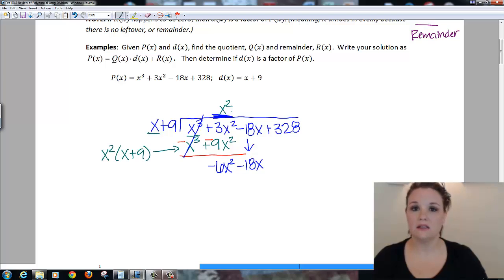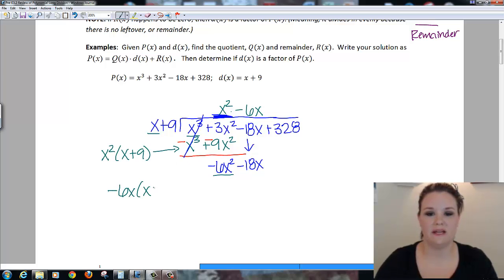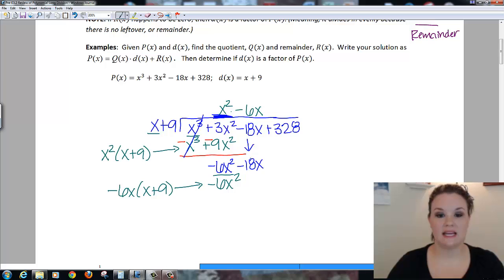I look at my leading term, which here is an x, and I look at the leading term here. What do I need to multiply x by to make it look like negative 6x squared? Well, I need a negative 6 and I need another x. So since I need to multiply my divisor by negative 6x in order to make it negative 6x squared, that's what I'm going to do. I'm going to write it over here to the side. I'm going to do negative 6x times my divisor, which is x plus 9, and I'm going to write that here. So negative 6x times x gives me negative 6x squared. Negative 6x times 9 is negative 54x.